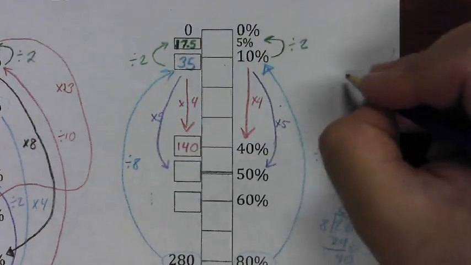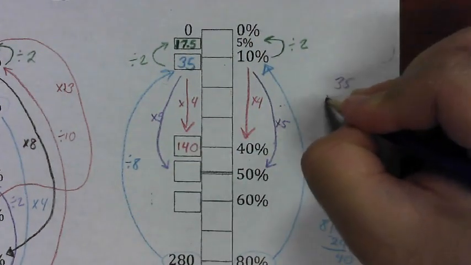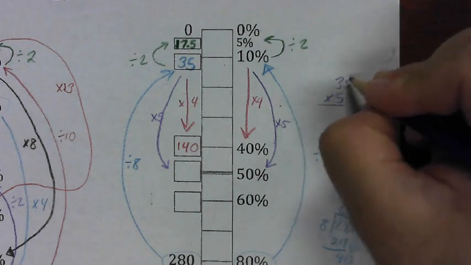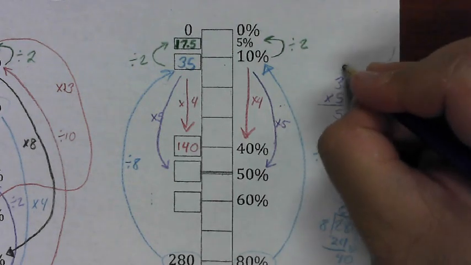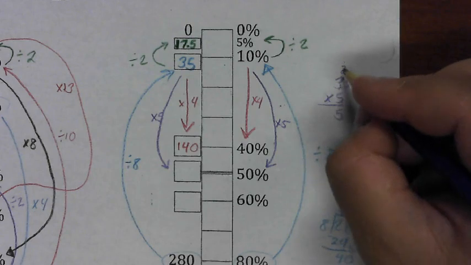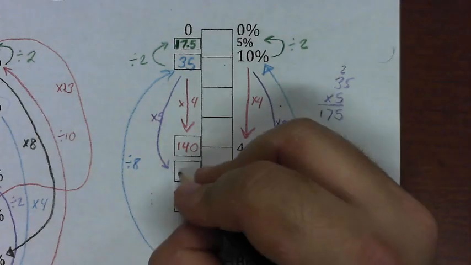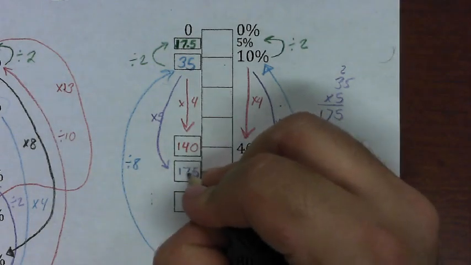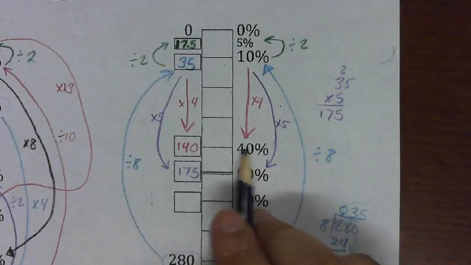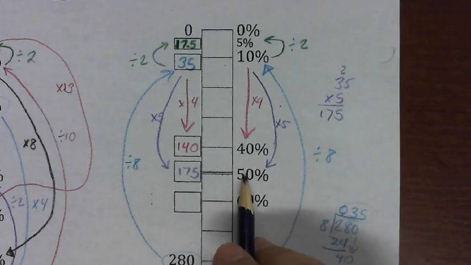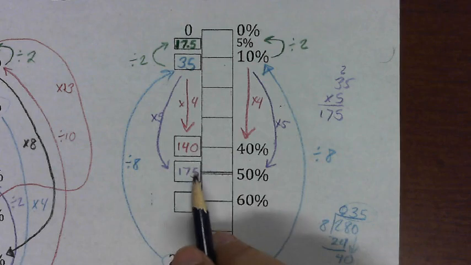So I'm going to work that out over here. 35 times 5. 5 times 5 is 25. Carry the 2. 5 times 3 is 15. Plus 2 is 17. So it's going to be 175. And it should be bigger than 140 because 140 is 40%. So 50%, which is bigger than 40, should be more than this number right here.